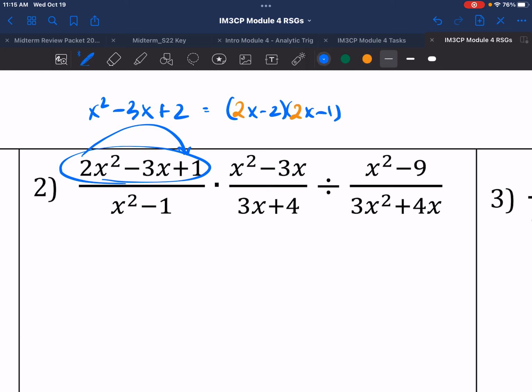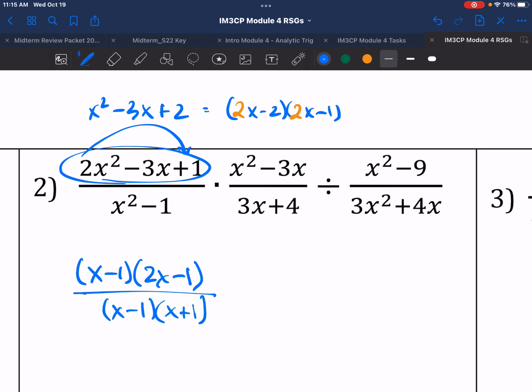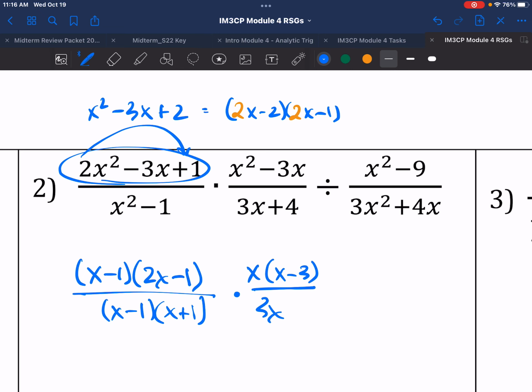If I divide the 2 out of the first parenthesis, we get factors of x minus 1 and 2x minus 1. In that denominator, x squared minus 1 is a difference of squares, so we have x minus 1 and x plus 1. Go to fraction number 2. The only thing you can do in the numerator is factor out an x that's in common. In the denominator, you can't factor anything, so it remains 3x plus 4.